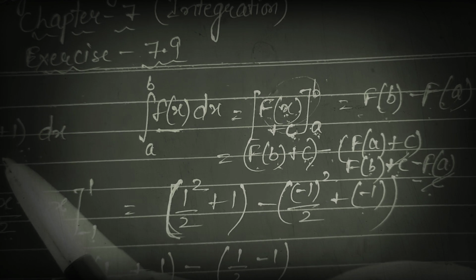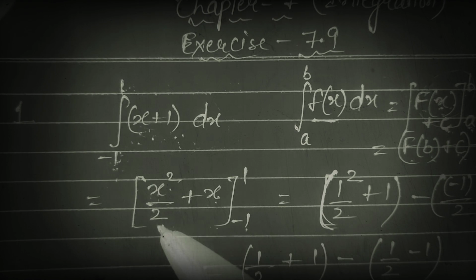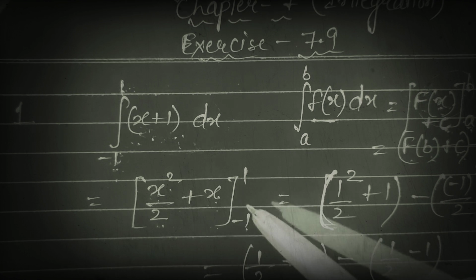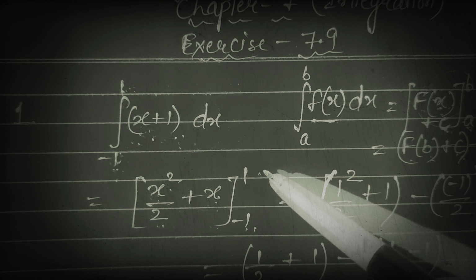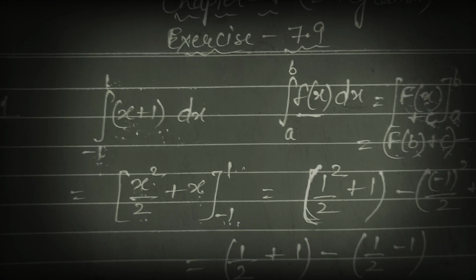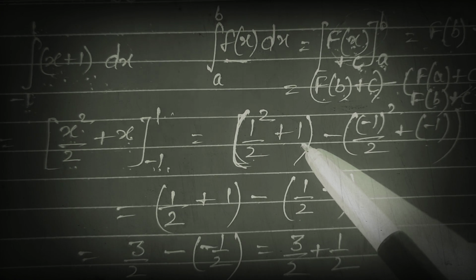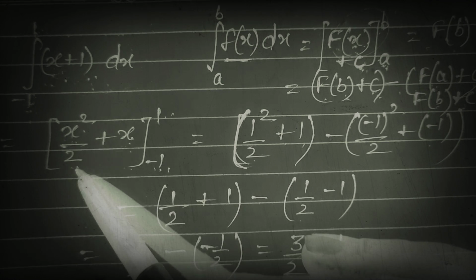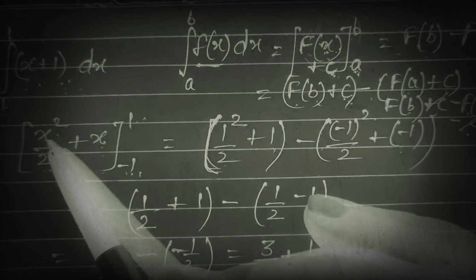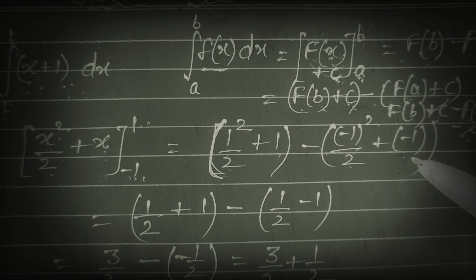Same here, this function is given, x plus 1. What is the integration of this? X integration is x square by 2 and 1 integration is x. And the limit is minus 1 to 1. Firstly, we will put the upper limit in the place of x, then the lower limit. So it will be 1 square upon 2 plus, x के place पर आप 1 put कर दे firstly, 1 square upon 2 plus 1, minus, then we put minus 1 in the place of x. It will be minus 1 square upon 2 plus of minus 1.